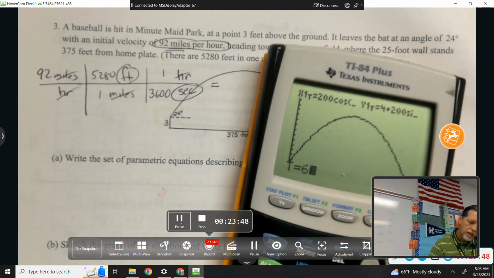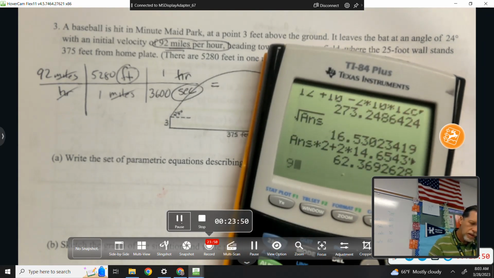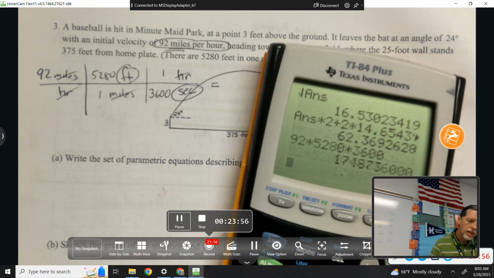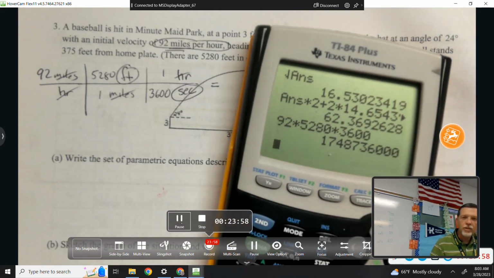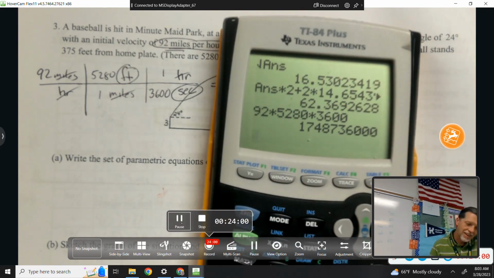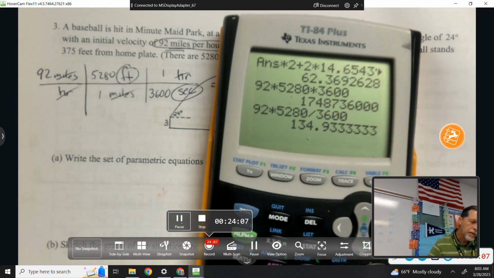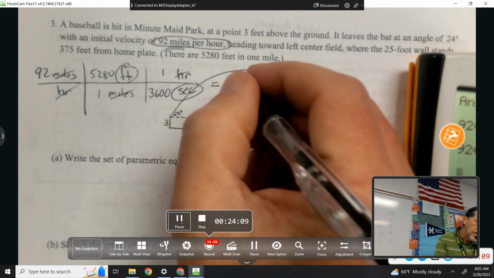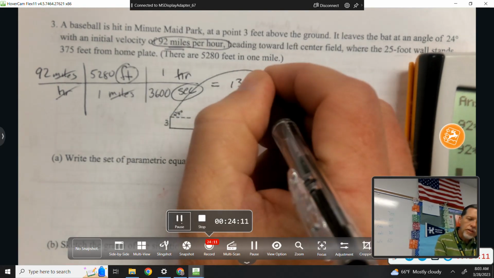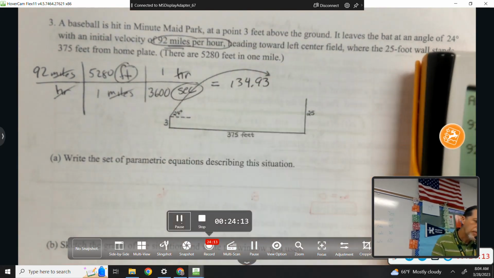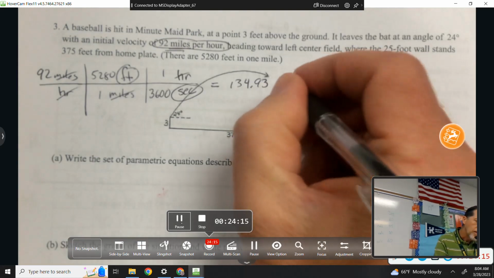So 92 times 5280 times 3,600. Whoops, I didn't do that right, because that looks really big. 92 times 5280 divided by 3,600 would be a better way to go here. 134.93. That's my V0.